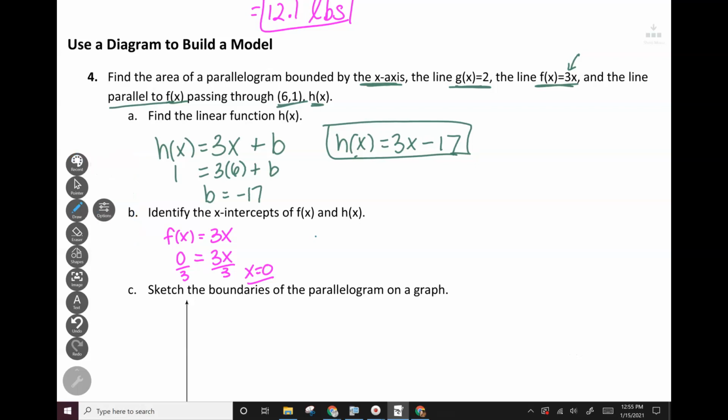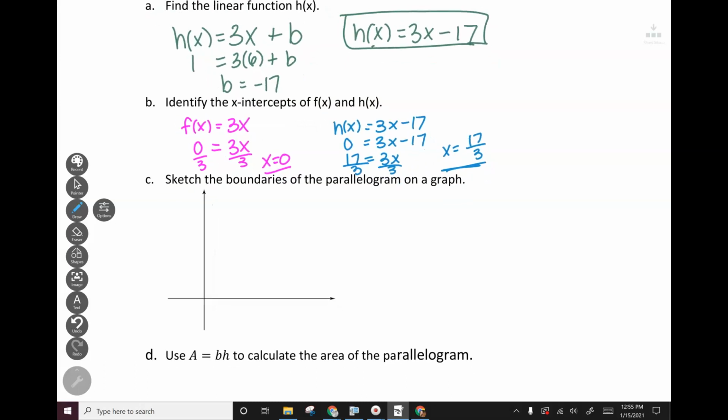Now let's do h of x. h of x is our 3x minus 17 that we just got, and I'm plugging in 0 for h of x and solving for x to find the x-intercept. So 17 equals 3x, and so x equals 17 thirds.